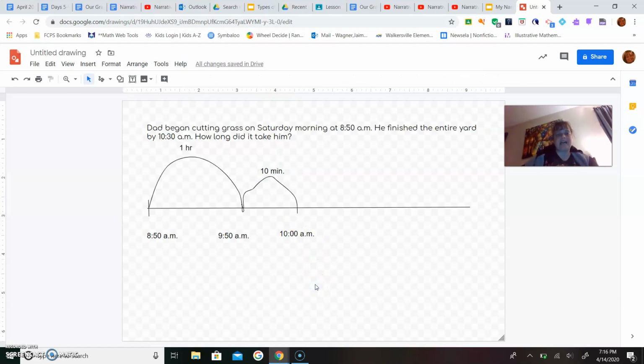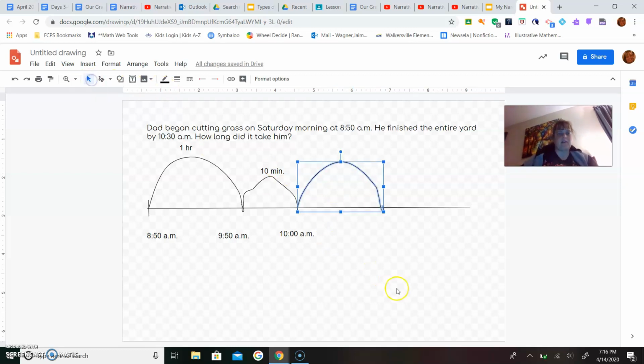Now, from 10 o'clock to 10:30. Let me get my little scribble thing. I know that 10 o'clock to 10:30 is a 30-minute jump, because I'm just adding 30 minutes onto 10 o'clock. I'm going to make it bigger than the 10-minute jump, but less than the hour. Okay, so here's my jump.